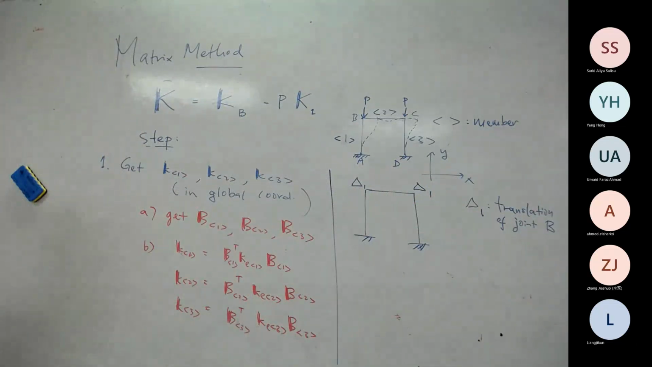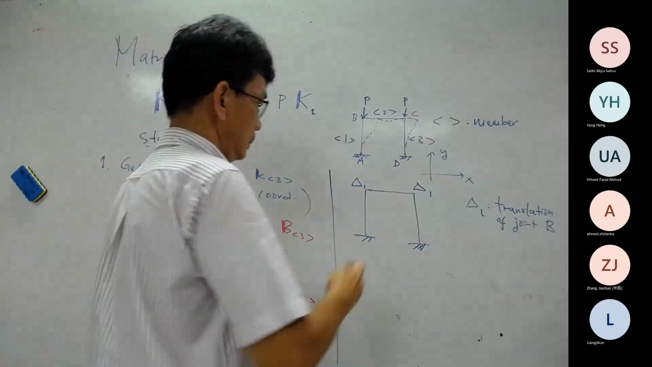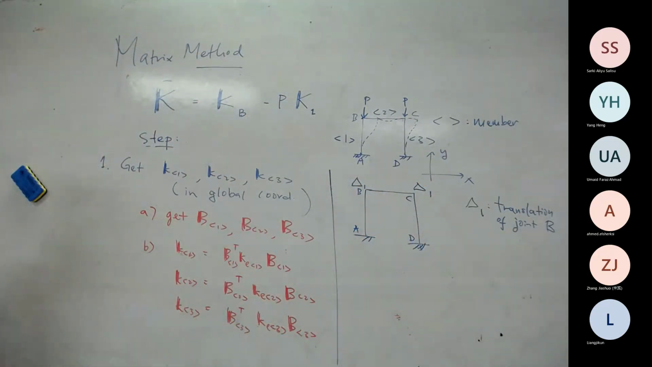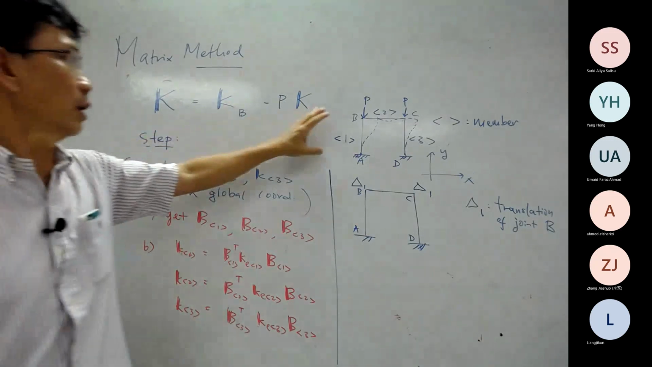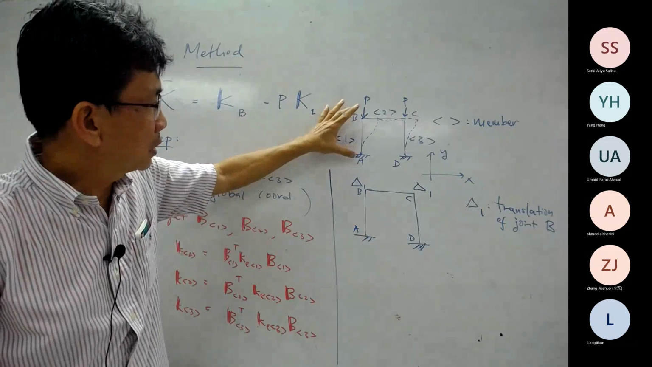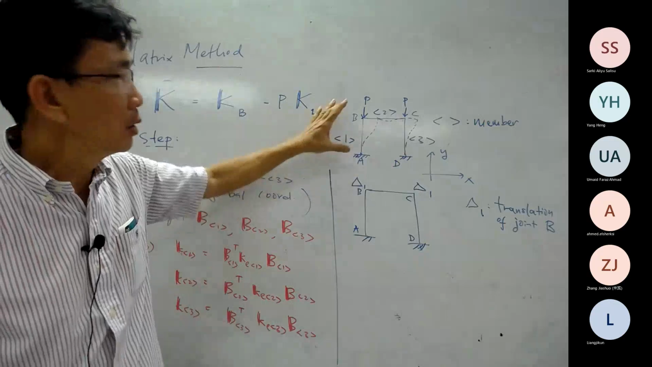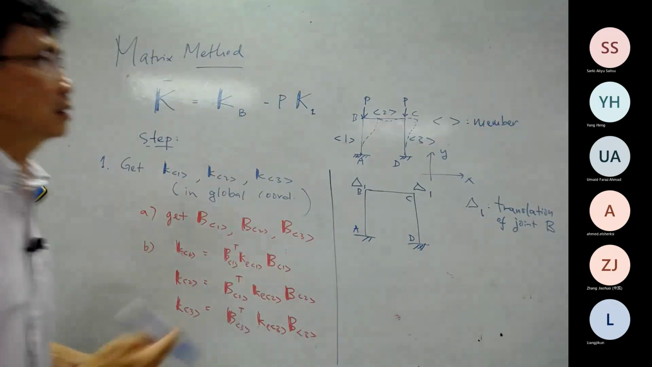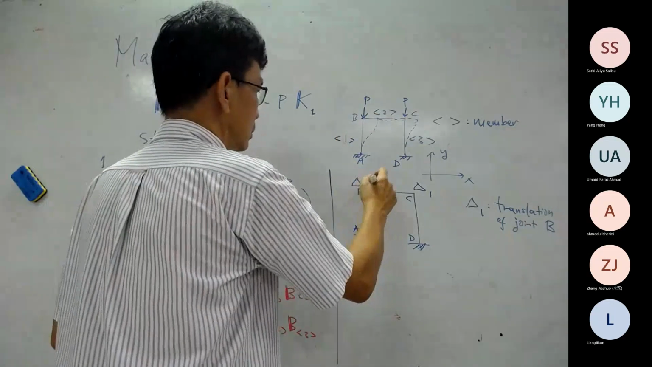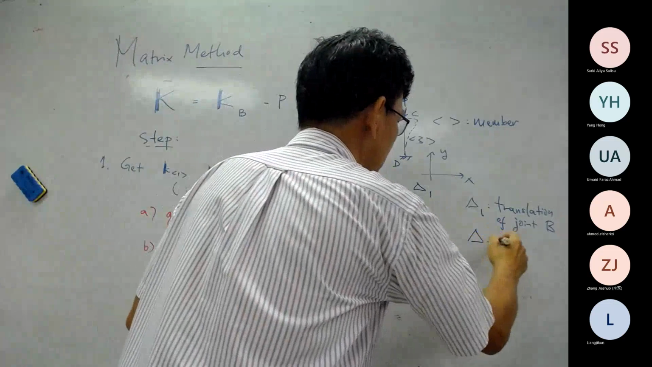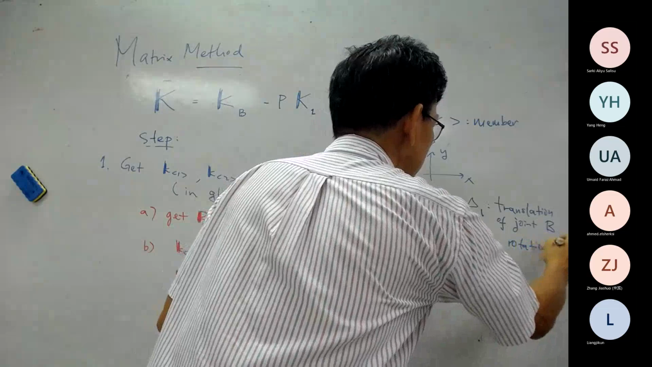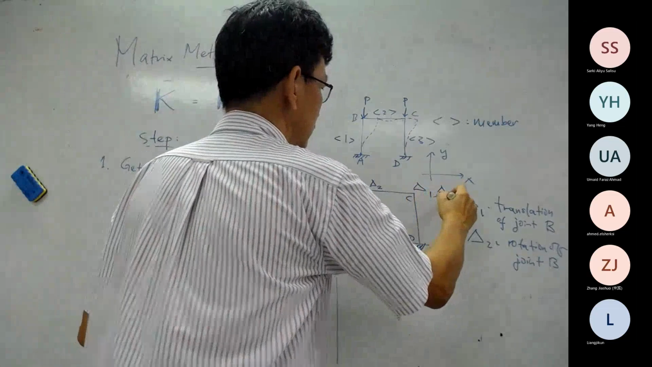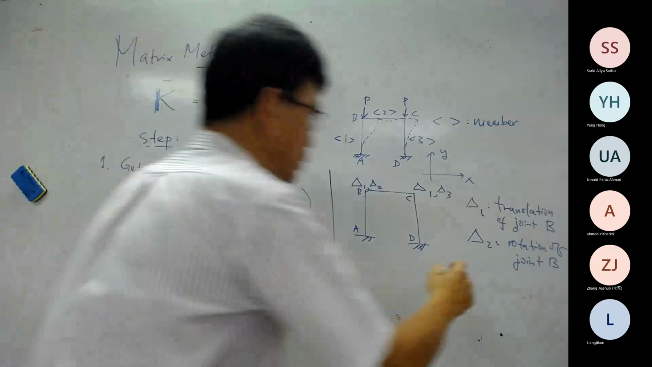So joint C also will have the same translation because here in our matrix method, we don't consider axial deformation. We don't consider axial deformation, which means the member length remains the same. There is no axial deformation. Then the second thing is we have rotation here. So delta 2 is the rotation. And delta 3. C also has rotation.